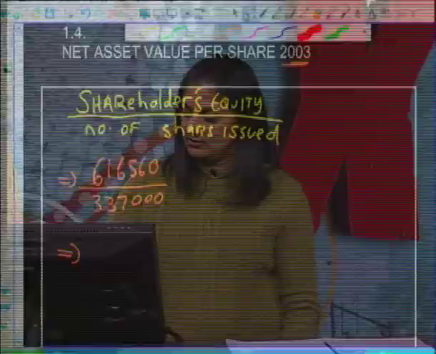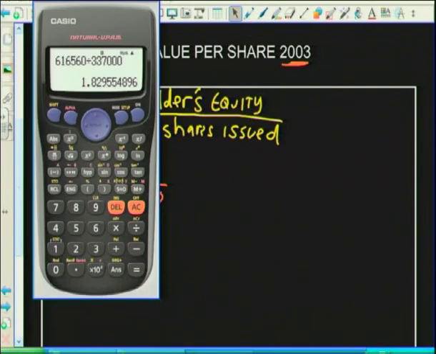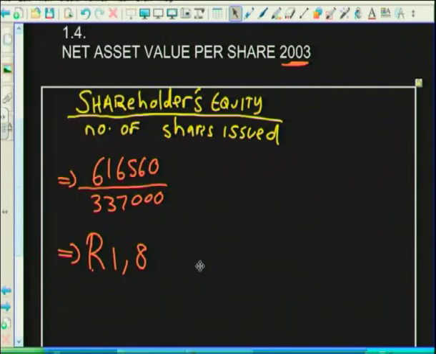Let's just leave our answer in rands. So my answer is 1 Rand and 83 cents. Okay, because I've rounded off. Right, that is my net asset value. Net asset value, what your shares are worth. Let's now move on to our next question.